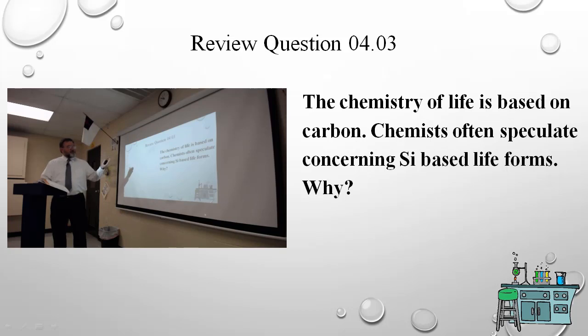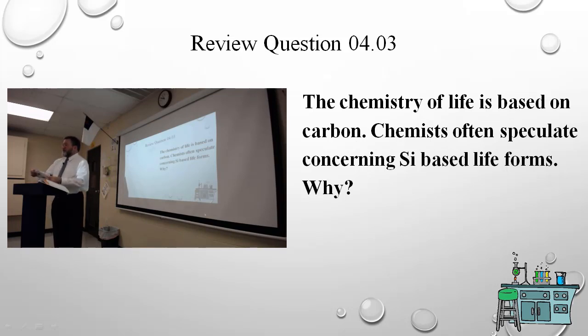Review question 3 says, the chemistry of life is based on carbon. Okay, this is my paraphrase of the question. Chemists often speculate concerning silicon-based life forms. Why is that, ma'am? Because silicon is the closest element in chemical behavior to carbon. Right. Remember we said carbon is a column 4 element. It has 4 valence electrons. The chemistry of every other column 4A element is very similar to carbon.